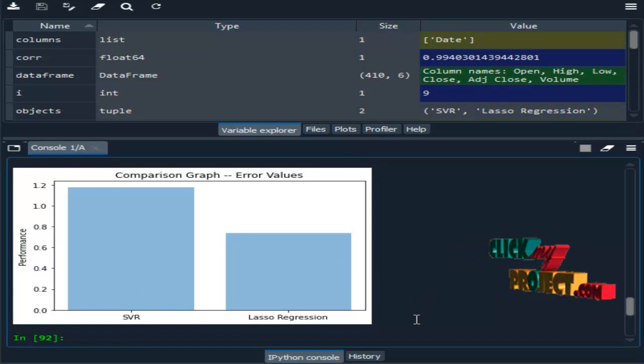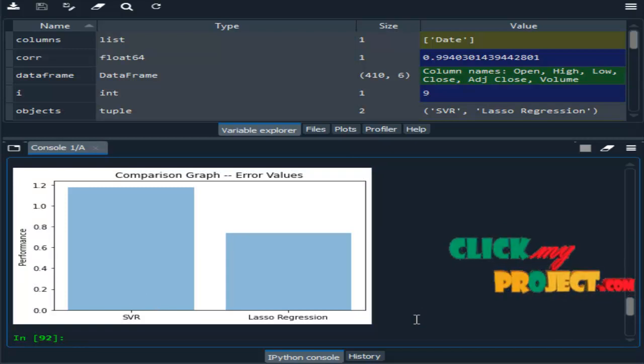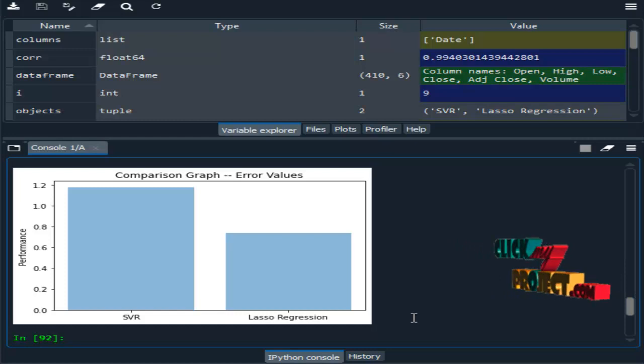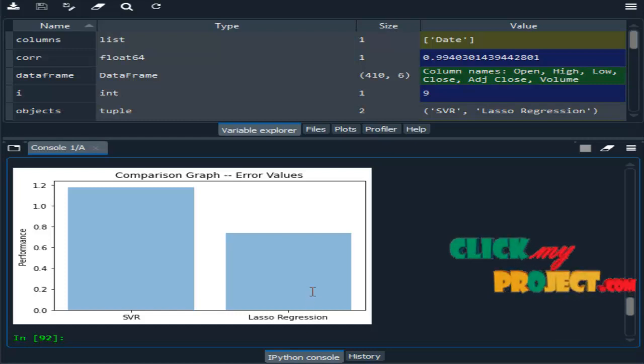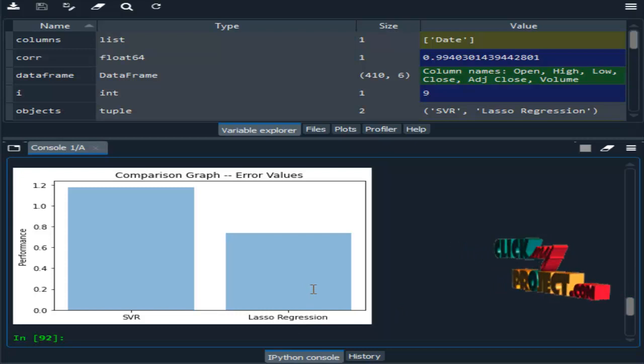Error value must be low. If the error value is low, it means the model is efficient. So we conclude lasso regression, that is our proposed model, is efficient when compared with SVR. So this is the output of our project. Thank you.